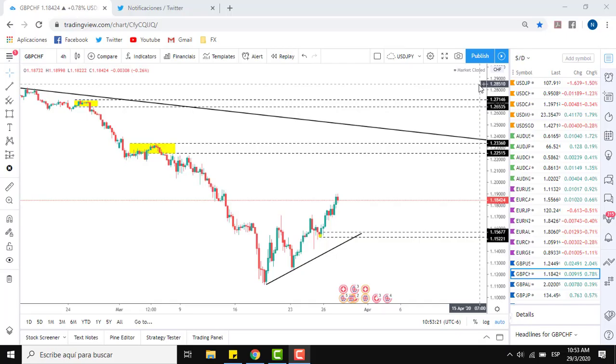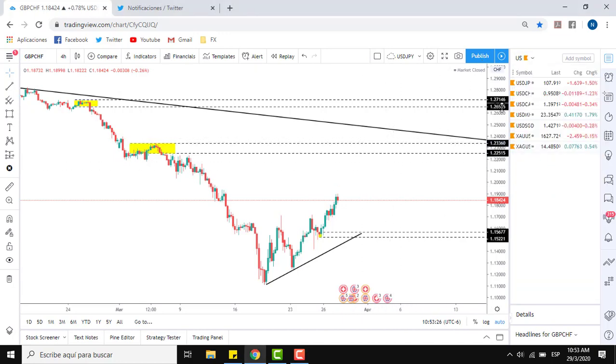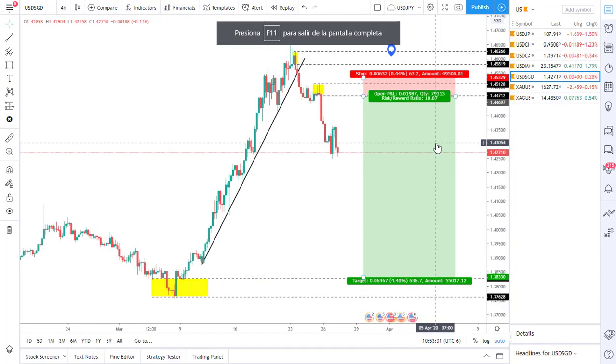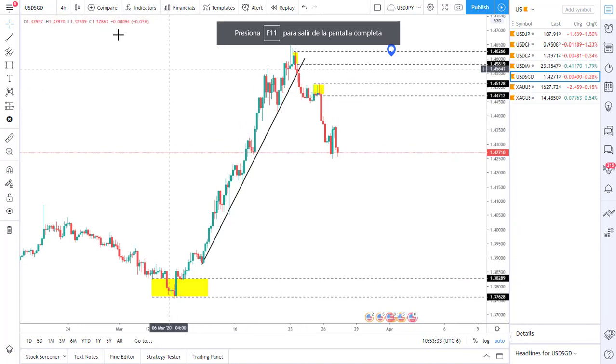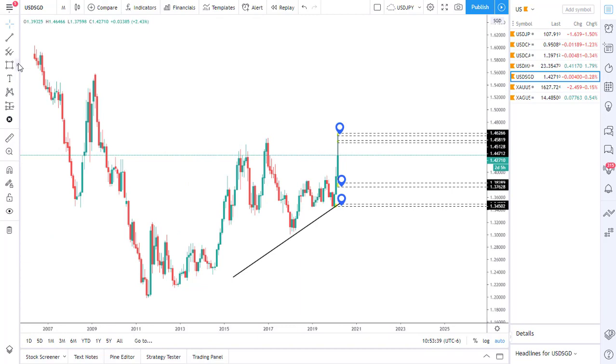Okay, next one. Let's move to the USD pairs. There is something I like on dollar Singapore. This is what I found here. First, price is at a monthly supply. See, we have a base level right there. I didn't want to mark it because I like to keep my charts as clean as possible. So let's keep this in mind, that this is a monthly level that has been tested as well.